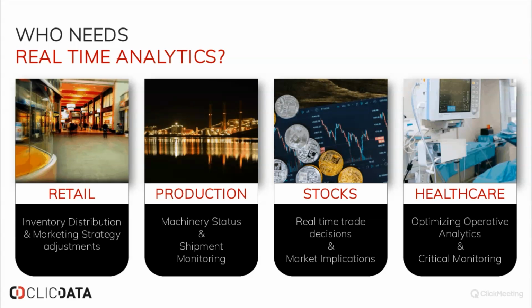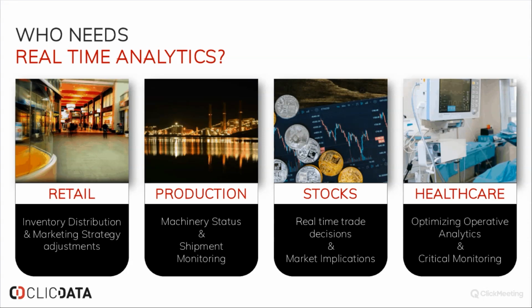In production, as I said, the machine status, shipment monitoring. If your shipment is delayed, you don't want to know that 2 days later, or if your customer is expecting a shipment, they want status updates of your shipment in real time so that they can understand when they're about to receive that particular shipment. Stock is a very good example. Everyone has worked with stocks.